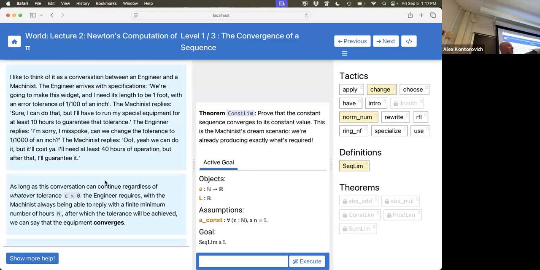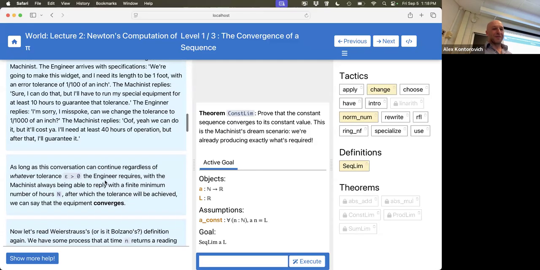I'm going to need 1,000 hours to run this thing. I'm going to need 1,000,000 hours to run this thing. Whatever that number is, after that amount of time, I will have the tolerance that you asked for. If that can always be achieved, regardless of the tolerance that's being asked for, we will say that the equipment converges in this analogy.